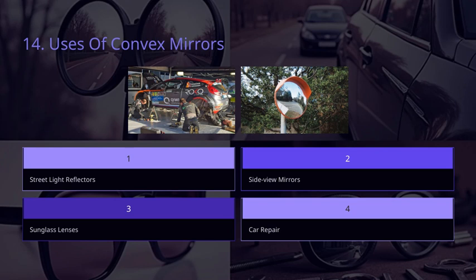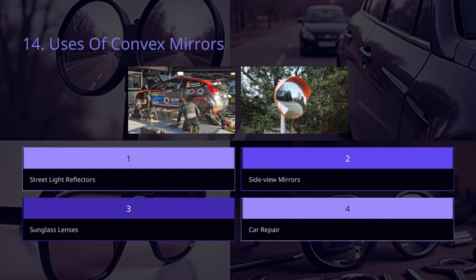First, you'll notice that they are used in street light reflectors. This is because convex mirrors can spread light over a wider area, making street lighting more effective and safer for pedestrians and drivers alike. Next, convex mirrors are also used in sunglasses lenses. They help in reducing glare and improving peripheral vision, which enhances comfort and safety when you're outdoors.